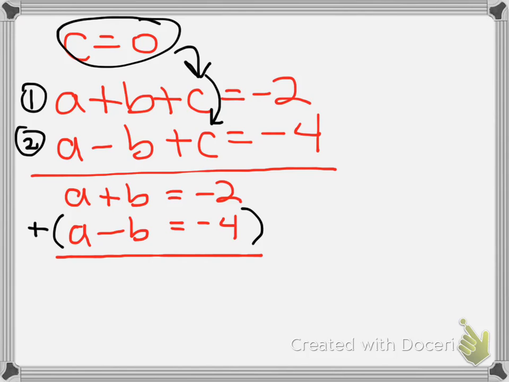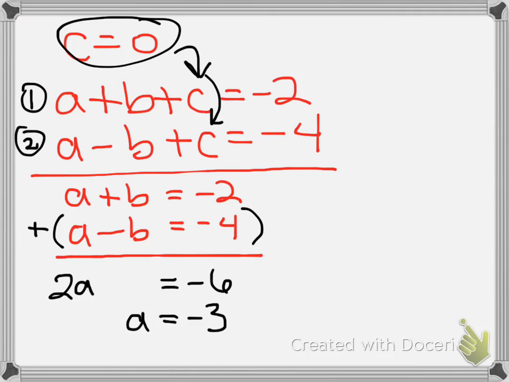So we'll have A plus A, which is 2A, B plus a negative B, of course, will cancel out, and negative 2 plus a negative 4, that will give us negative 6. And if we divide both sides of that equation by 2, we can figure out that A is negative 3. Now that we know what A and C are, we just need to figure out what B is.